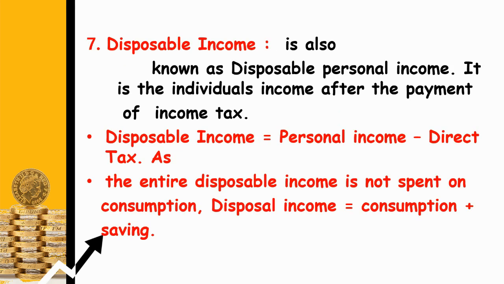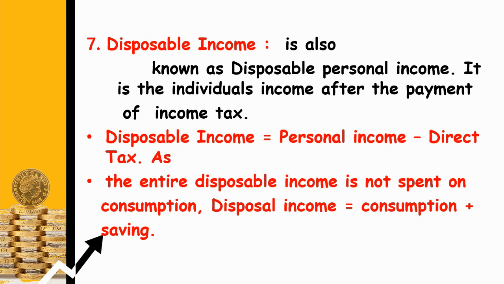The next one is disposable income. Disposable income is also known as disposable personal income. Already we learned personal income, so along with that, personal disposable income is also included. It is an individual's income after the payment of income tax. So you have to keep it in your mind. This amount, which is available for the household for consumption, is called disposable income.